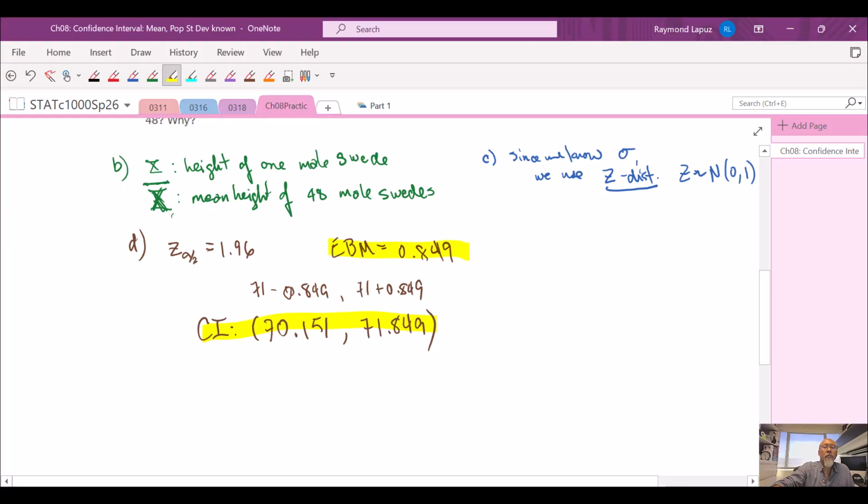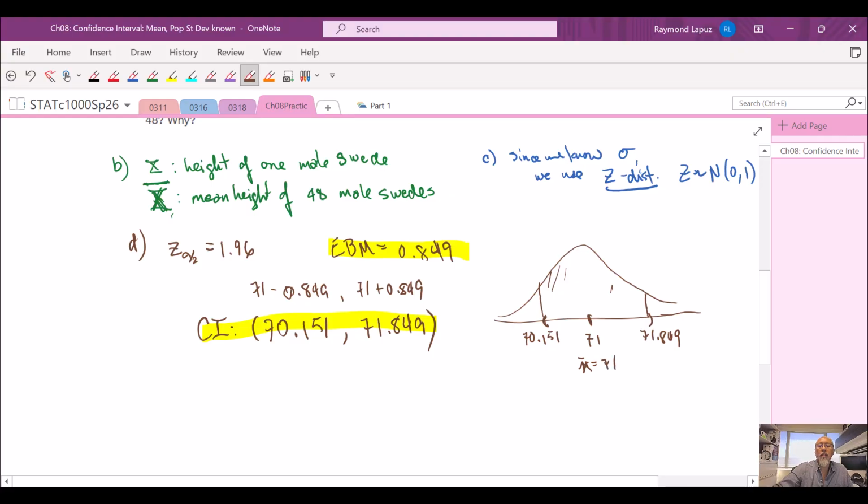So let me just highlight the error bound because it's already there. Now in terms of the graph, how's that graph going to look? The graph is going to look something like this. We have a mean of 71, and our standard deviation is going to be sigma over square root of n. We don't need to worry about that. We want the error to be here, 70.151 and 71.849. And this is our mean, our x bar, 71.